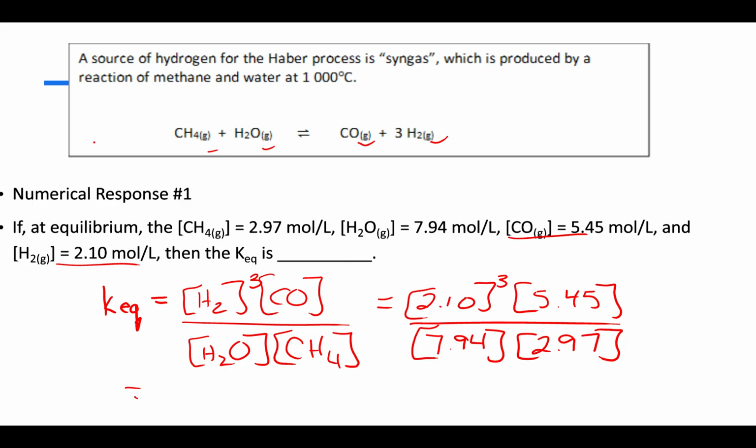Now we can plug that all in, and I will do that right now because I don't have it written down. So 2.10 to the power 3 times 5.45 divided by, I'm going to keep the bottom in brackets, 7.94 times 2.97. And keeping 3 sig digs, you should get 2.14.